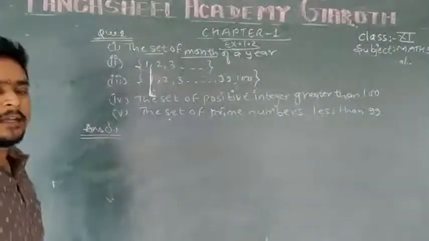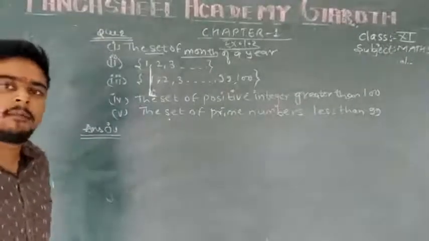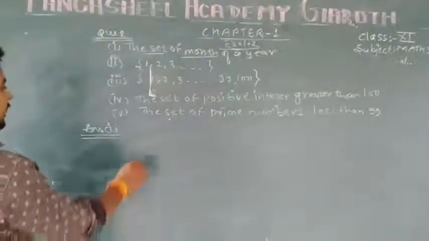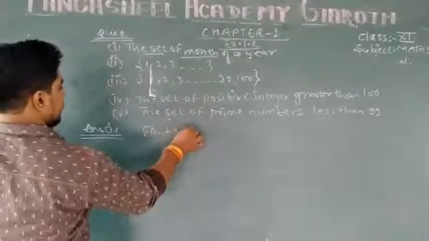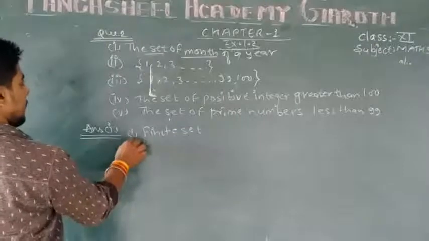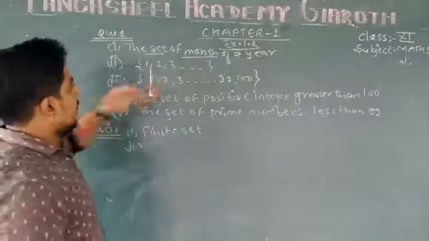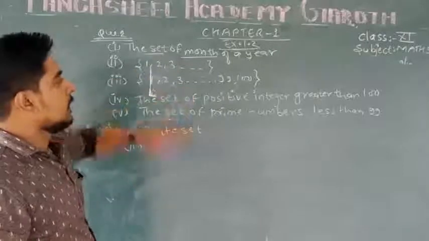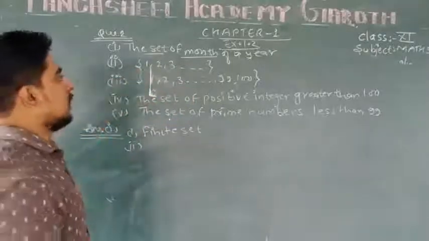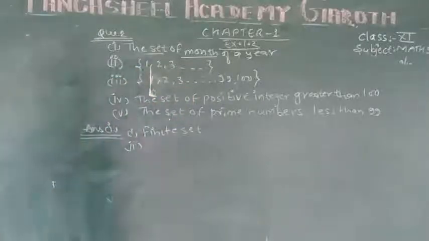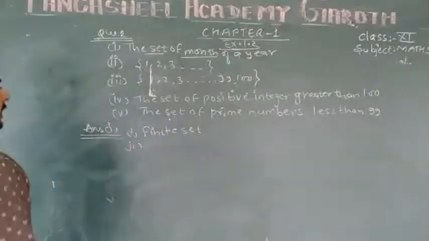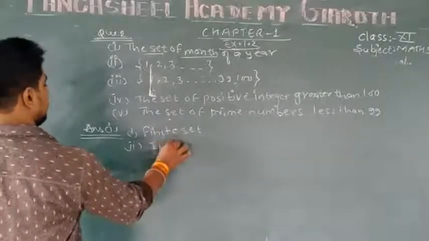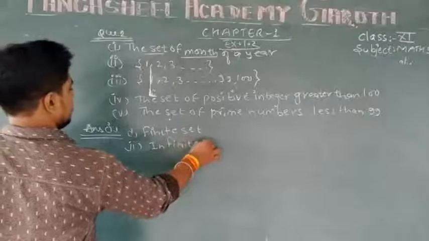Therefore, we know that there are 12 months in a year and the number of months is fixed. Therefore, it is called finite set. The first set is finite. Second, we know there is 1, 2, 3 and it is a set of natural numbers. We start from 1, but there are no fixed elements, we cannot know how many elements will come. Therefore, it is called infinite set.